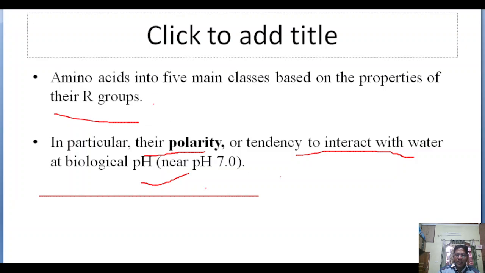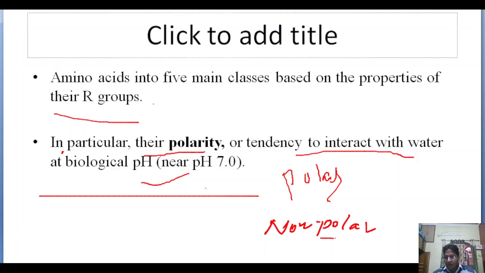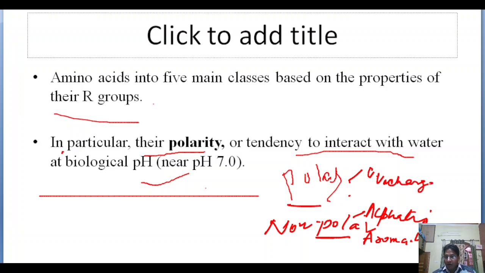Based on these characteristics, amino acids have been broadly classified into two groups, polar and non-polar. Later, based on whether they have an aliphatic side chain or an aromatic side chain, the non-polar ones are further classified. Next, the polar ones are classified as uncharged or charged, and based on the charge, as positively charged or negatively charged.